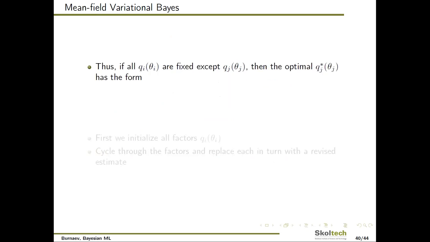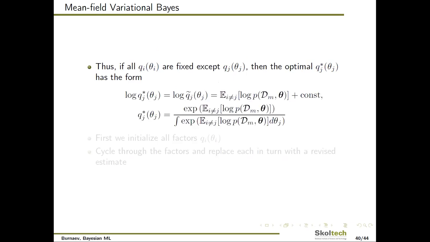So we have the exact formula for the estimation of Q_j star, given all other Q's. It's like this, because we have this form here. So if we know all the terms except one, we can calculate this.